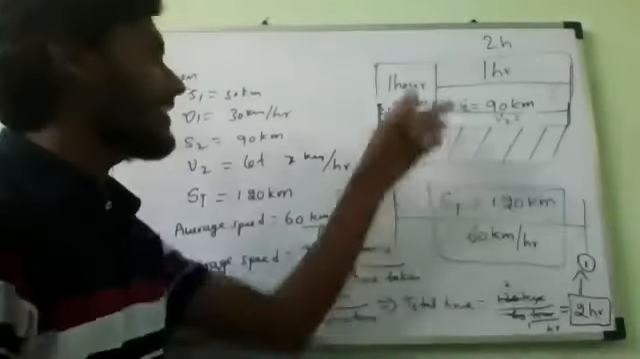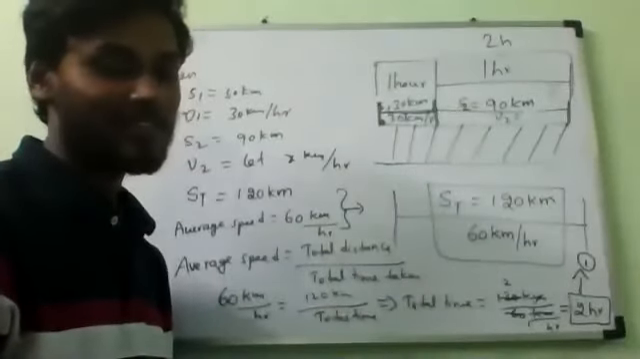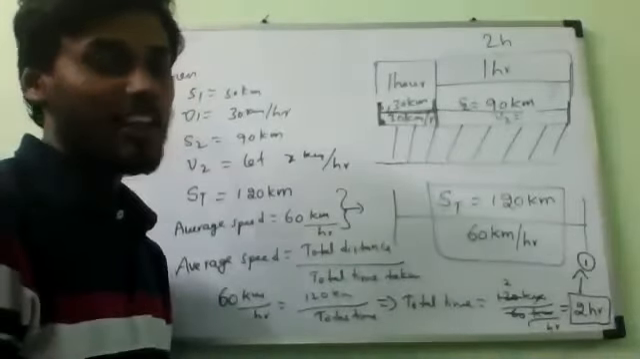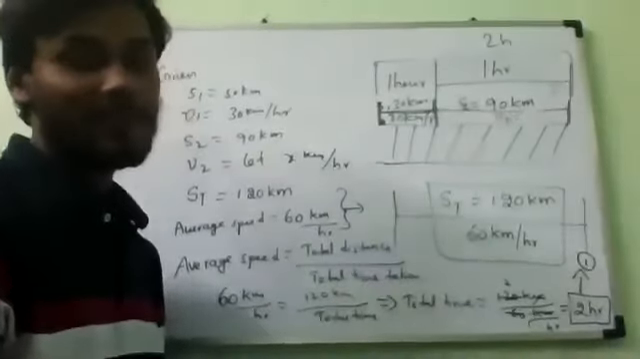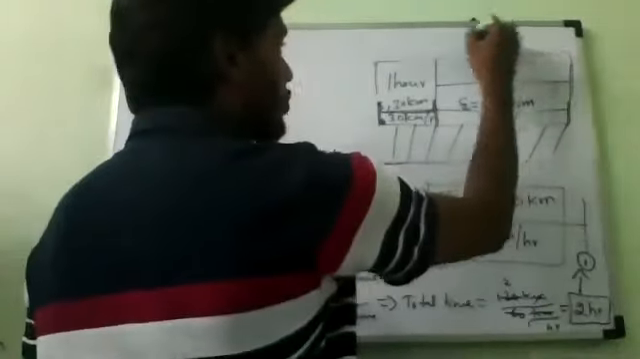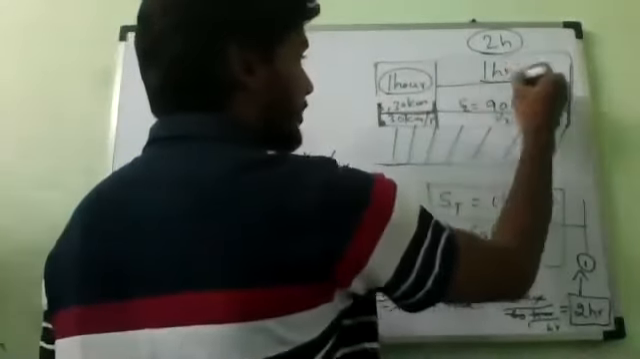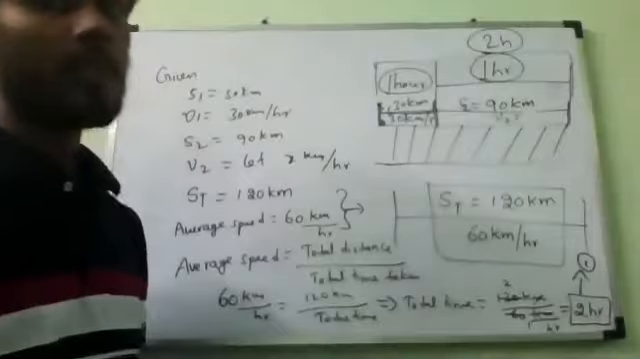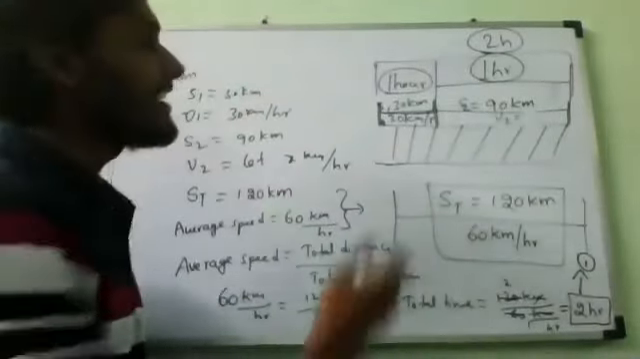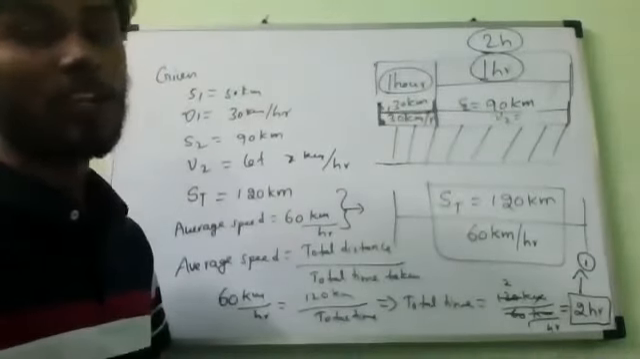The total time is 2 hours. The first 30 kilometers took 1 hour, over. The next 90 kilometers should be traveled in 1 hour itself. That's all. So the speed should be such that it takes 1 hour. The distance is 90 kilometers, so the speed will also come to 90 only. 90 divided by 90 will give you what?